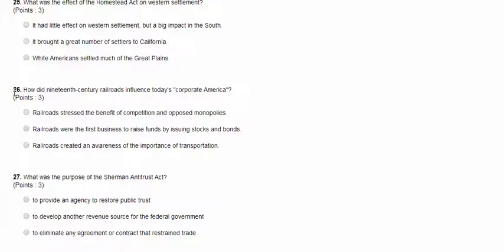Number 26, how did 19th century railroads influence today's corporate America? Railroads stressed the benefit of competition and opposed monopolies. Railroads were the first businesses to raise funds by issuing stocks and bonds, or railroads created an awareness of the importance of transportation. Number 27, what was the purpose of the Sherman Antitrust Act? To provide an agency to restore public trust, to develop another revenue source for the federal government, to eliminate any agreement or contract that restrained trade.